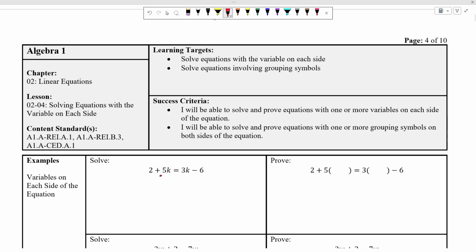So, notice first, I got a variable here and a variable here. They are separated by an equal sign. That means, again, consistent with the goal here, I want to get variable equals something. I want to get the variable all by itself, isolated, equals all that stuff. So let's do that here. Let's start moving things around by performing inverse operations.